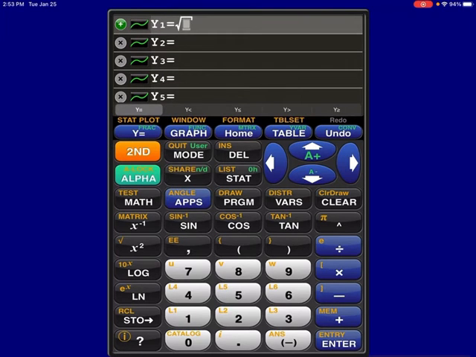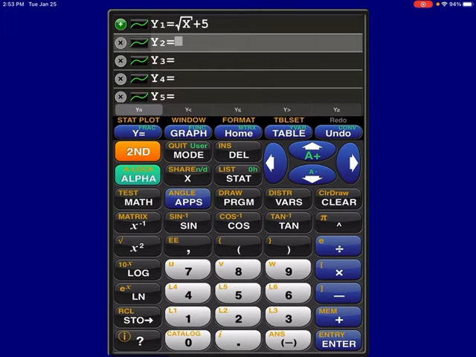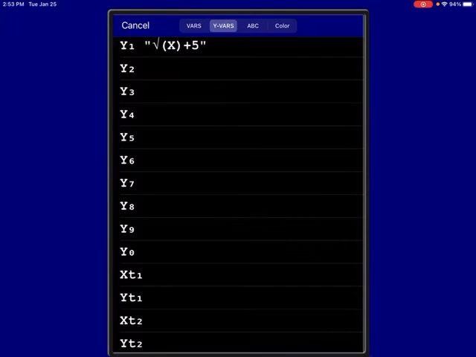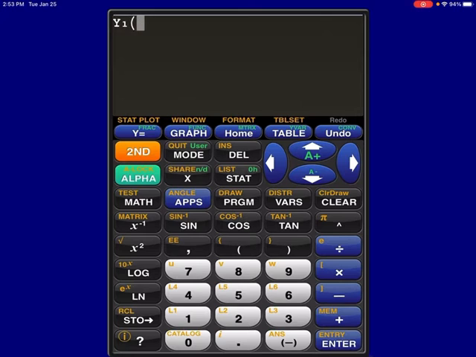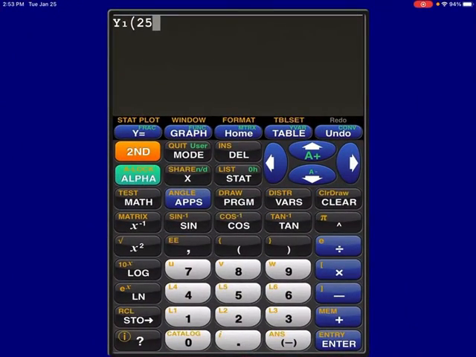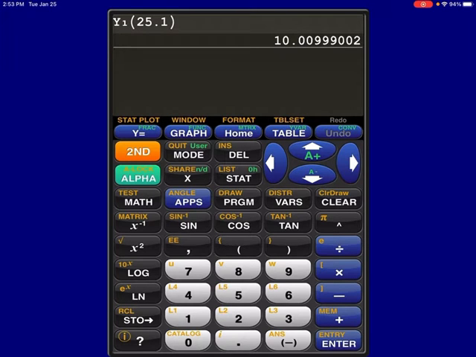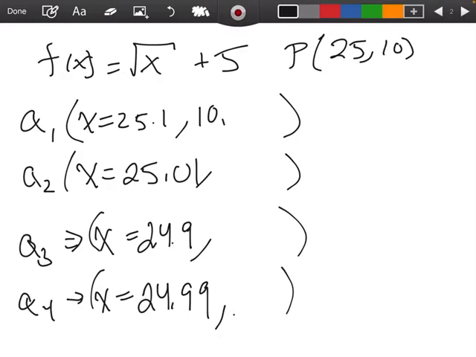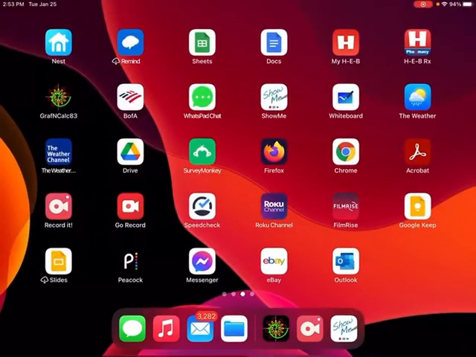We have the square root of x and then plus 5. Okay, so there we go. Let's get out of here. So second quit. Let's go to vars. Let's go to the first one. Here we go. We're going to evaluate this at, what was my values again? 25.1. Okay, I know now. So 25.1, and I'm coming up with something that looks like this, 10.0, and then 3 nines after that. Was it 2 zeros? Yeah, 2 zeros and then 3 nines.